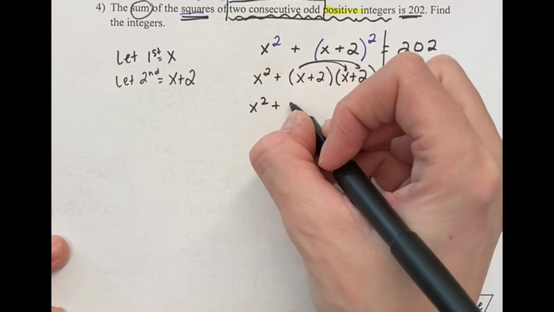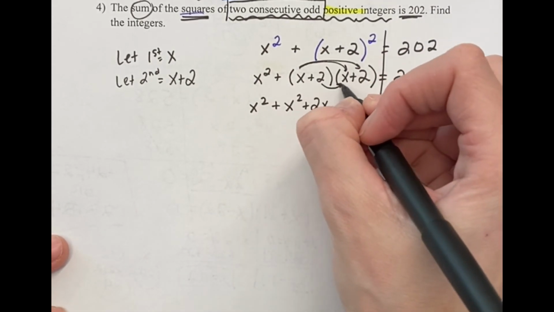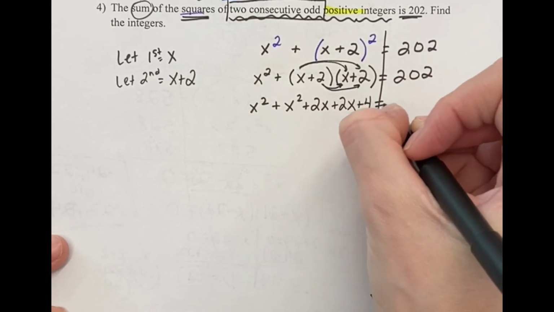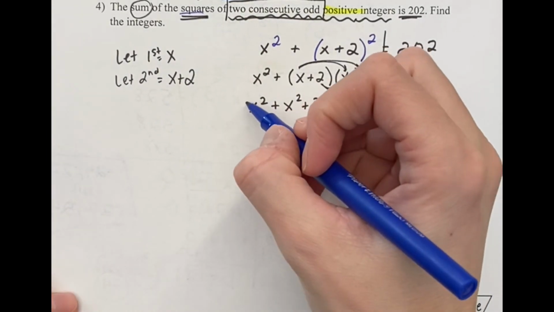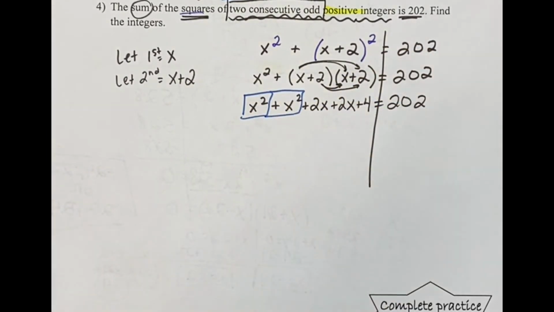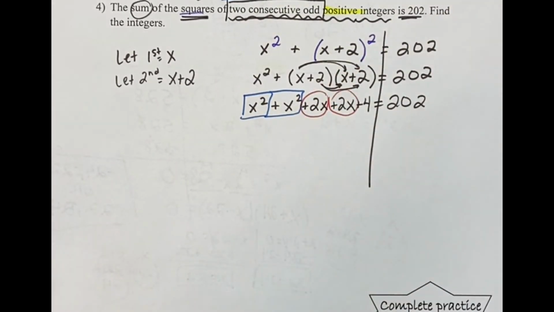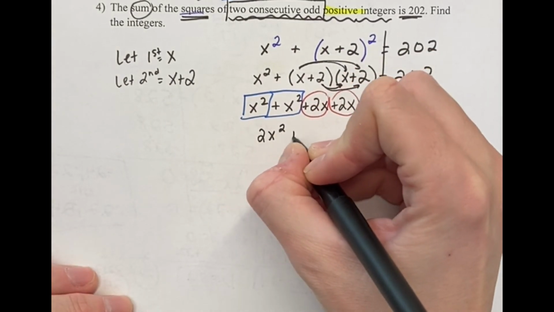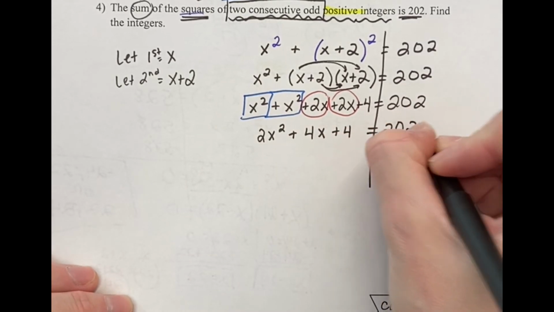So then here I'm going to have my x squared and I need to double distribute. So x times x gives me x squared. X times 2 gives me 2x. 2 times x gives me 2x. And 2 times 2 gives me 4. Equals 202. Now I'm going to combine my like terms. And I notice here when I combine, I have x squared and x squared that combine, and I also have a 2x and a 2x that combine. So then here I get 2x squared plus 4x plus 4 equals 202.